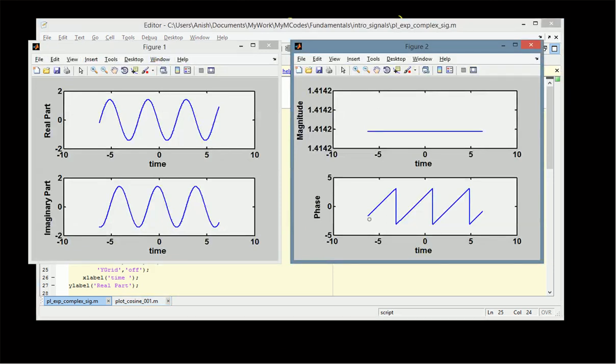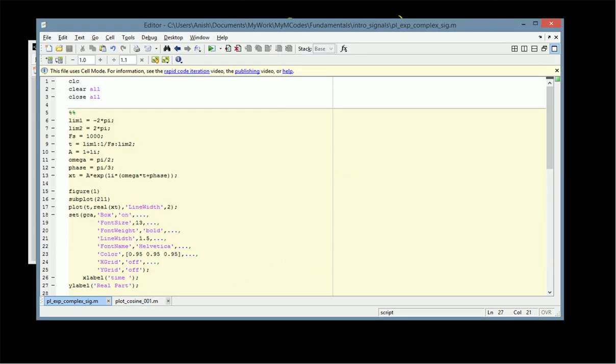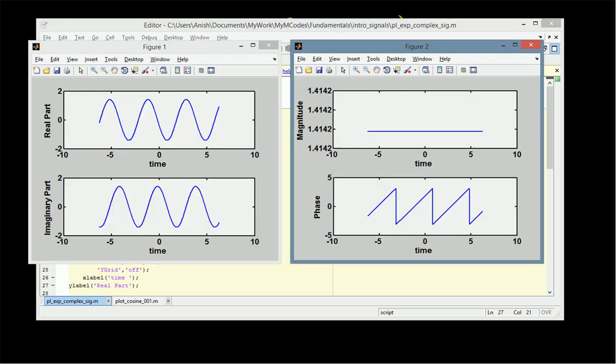And next the phase term should be omega t plus the phase value, which is a constant pi by 3. So it should be pi by 2 into t plus pi by 3. That is why we have a linear phase in the phase component. The slope of this line should be equal to the omega value.